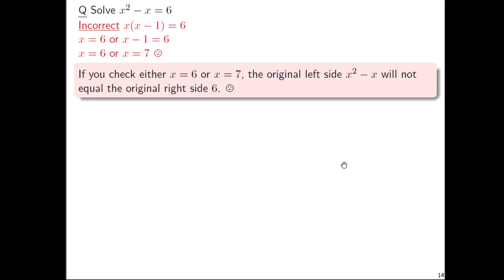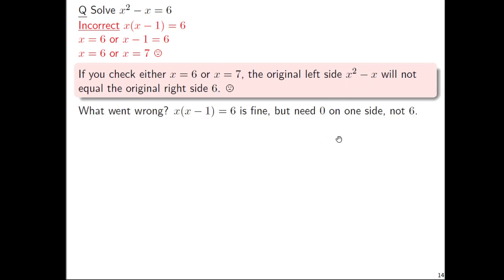The thing is, if you check either x equals 6 or x equals 7 in the original equation, x squared minus x equals 6, it's not going to work out. The original left side, x squared minus x, doesn't equal the original right side when you use x equals 6 or x equals 7. So what went wrong? It was fine to factor the left side and write x times quantity x minus 1. I mean, there was no error there, but then we're actually stuck. Because you need a 0 on one side, not a 6. There's no 6 product property. So we have to make sure there's a 0 on one side.